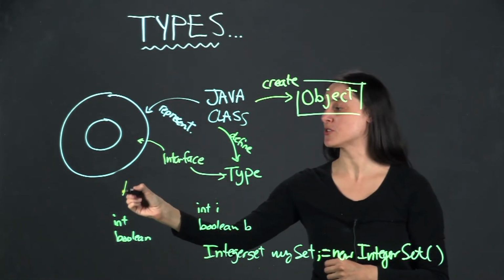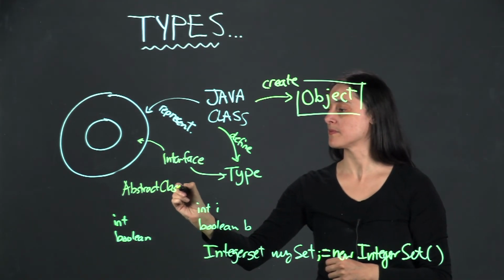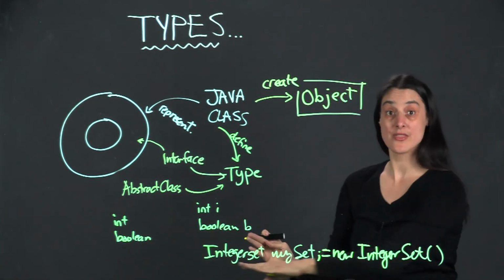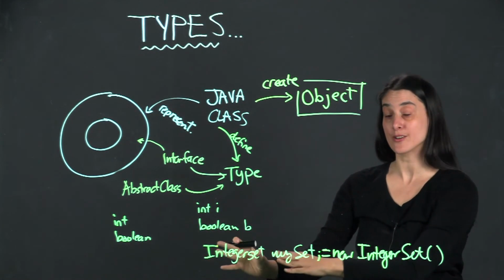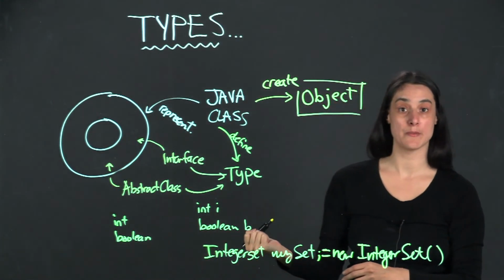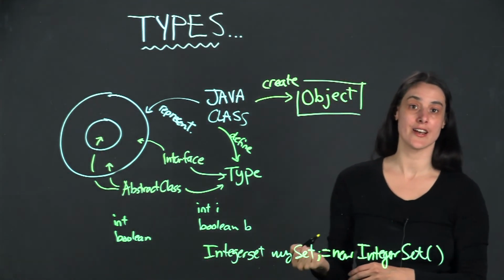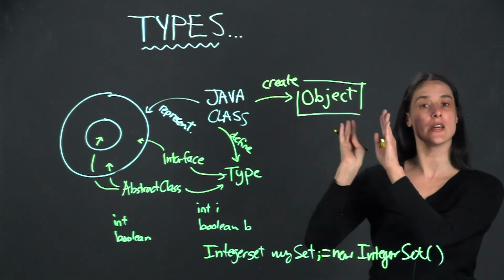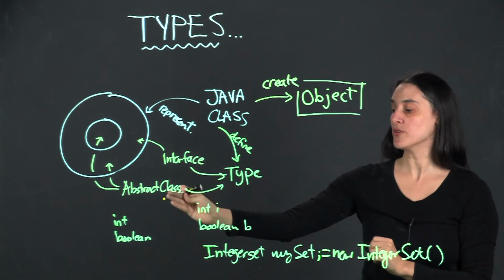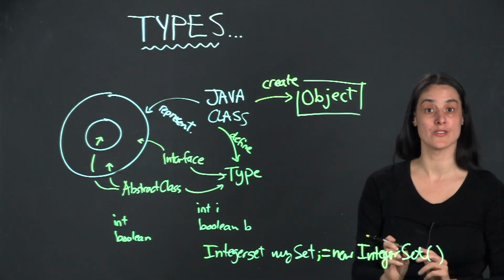And then we have an abstract class, which again lets you define a type. That means that you can use it on this side to declare a variable, and it lets you specify the data abstraction. It also allows you to provide implementation details for the data abstraction, but you cannot instantiate it, so you can't actually make an object from that. Both of these you can use in declaration, and any Java class you can use for instantiation.